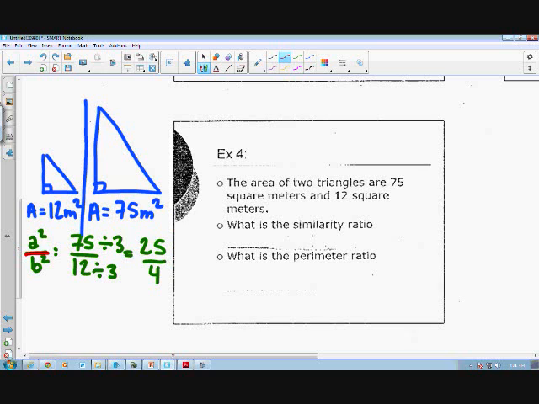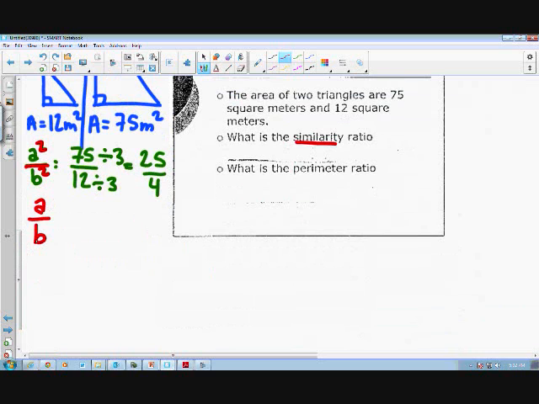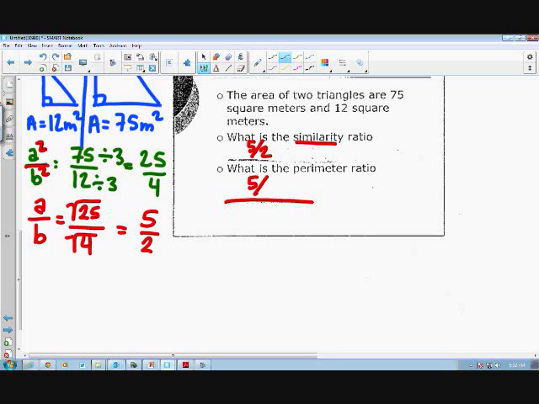But that's not what we're asked for. We're asked for a similarity ratio. And remember, similarity ratio is one-dimensional. So we don't want this squared. How do we get rid of a square? Take the square root, right? Because all we want is a divided by b, just regular a divided by regular b, not a squared and b squared. So we need to take the square root of 25 and the square root of 4. The square root of 25 is 5, the square root of 4 is 2. So that is our similarity ratio. It's 5 over 2, which guess what? Also happens to be the perimeter ratio.